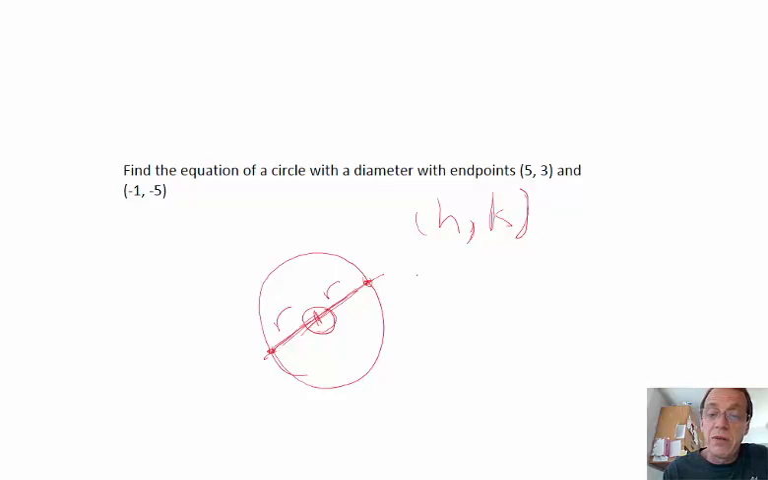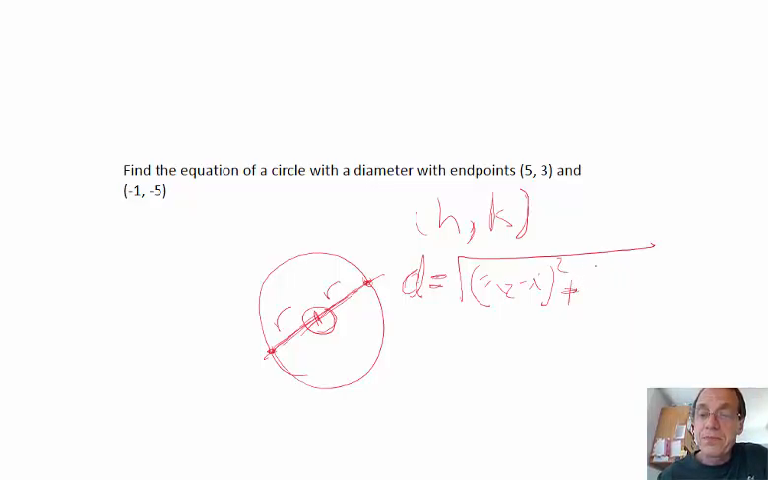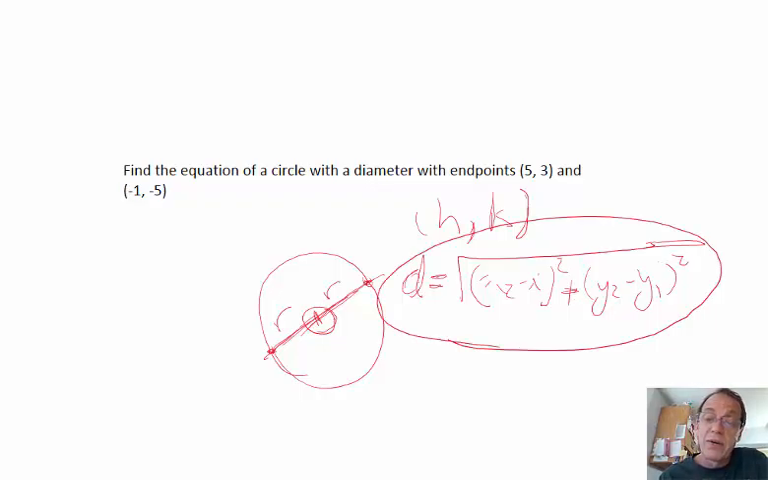To find the length of the diameter, we're going to use the distance formula, which is d is equal to, and this is going to look a little bit like a circle, the square root of the quantity x sub 2 minus x sub 1 squared plus y sub 2 minus y sub 1 squared. Basically, we take the difference in the x's, the differences in the y's, square those two differences, add them together, and take their square root, and that gives us the length of the diameter. Once I know the length of the diameter, if I cut it in half, I get the radius.